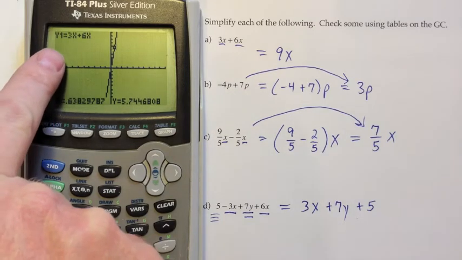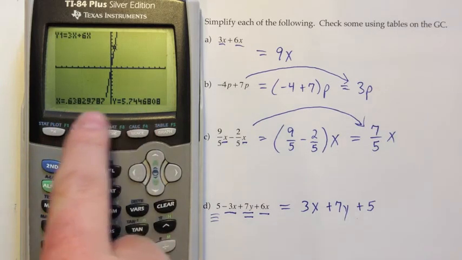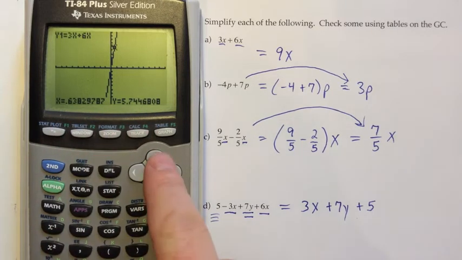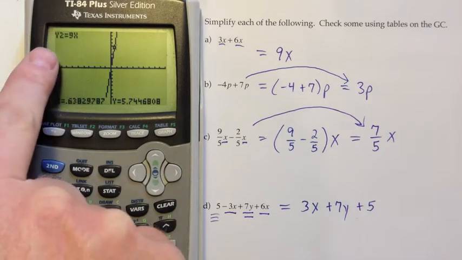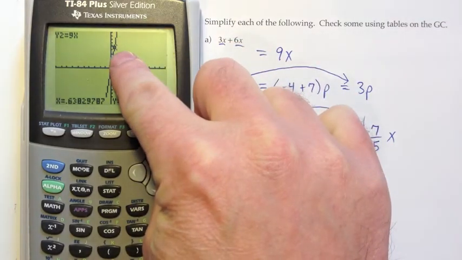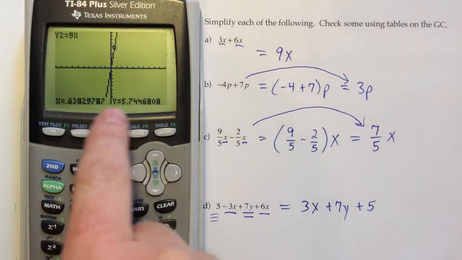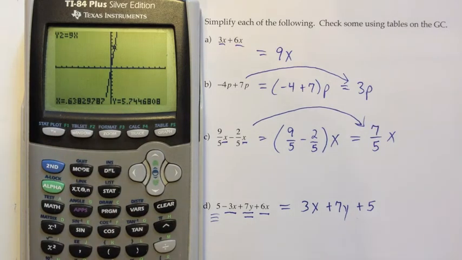So we see that we're on the y1 equals 3x plus 6x equation, and you can see the x and y coordinate. If I press the up arrow or the down arrow, it's going to switch to the other function, y2 equals 9x. And notice the point is still showing there in that same spot, so we can really verify that those two lines are overlapping each other. And if you really wanted to check, you could also see that the x and the y's are the same.